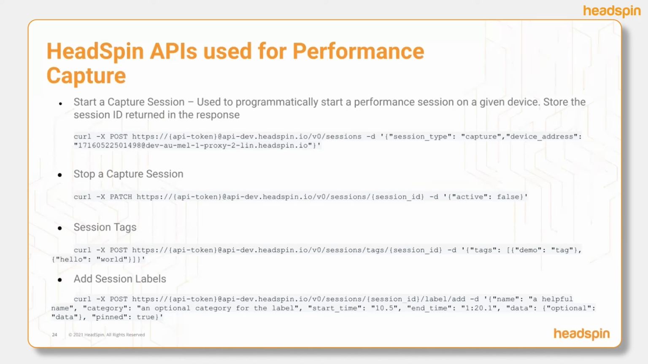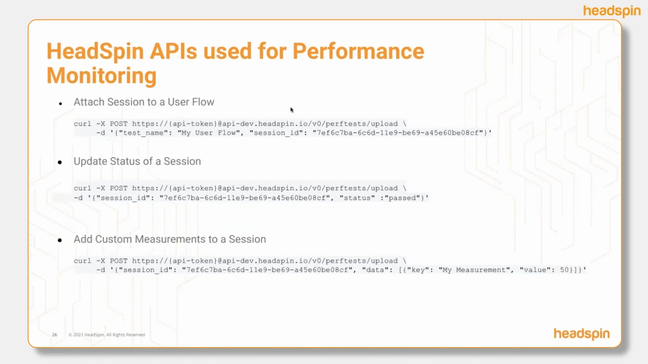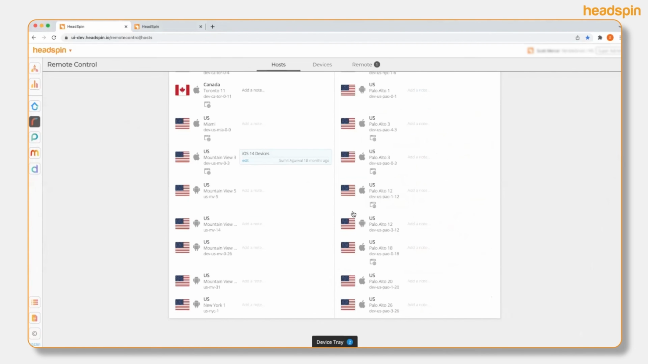So when we look at performance capture, starting and stopping a capture session, adding tags and adding labels, which we saw were things you can do via capabilities, but also via API, video analysis, visual page load analysis, which is amazing. And then performance monitoring, attaching a session to a user flow, updating the status of a session, and then adding custom measurements to a session. So things about adding it to that user flow.